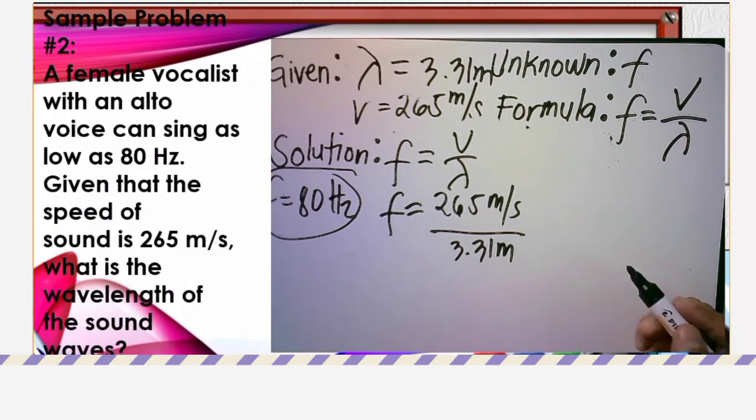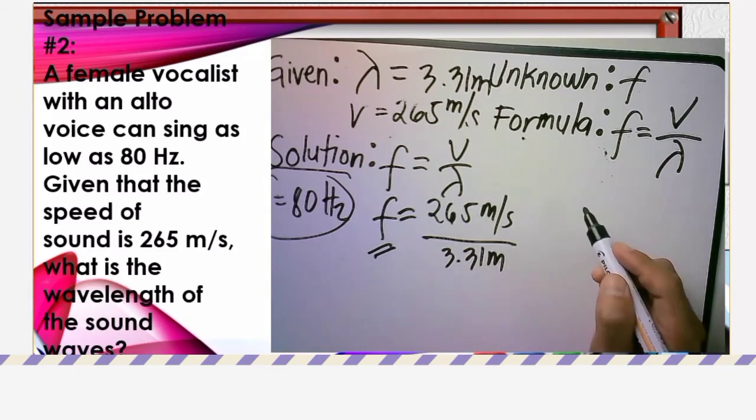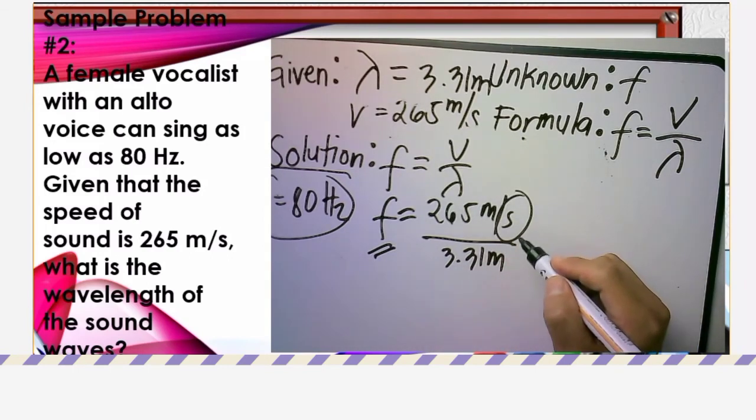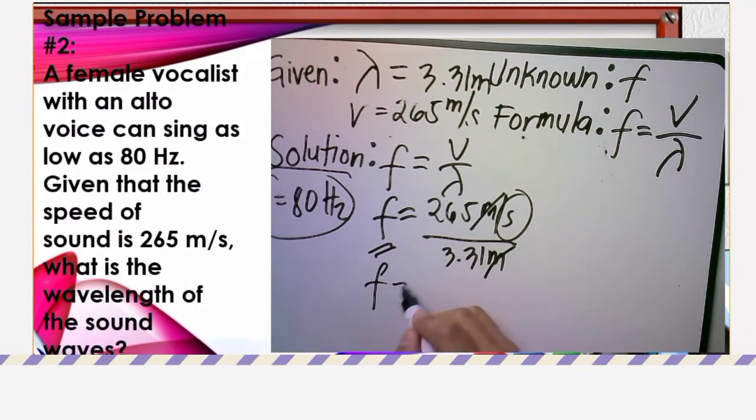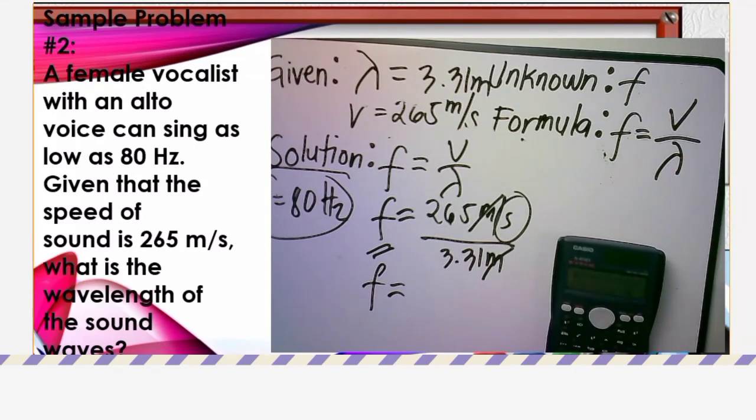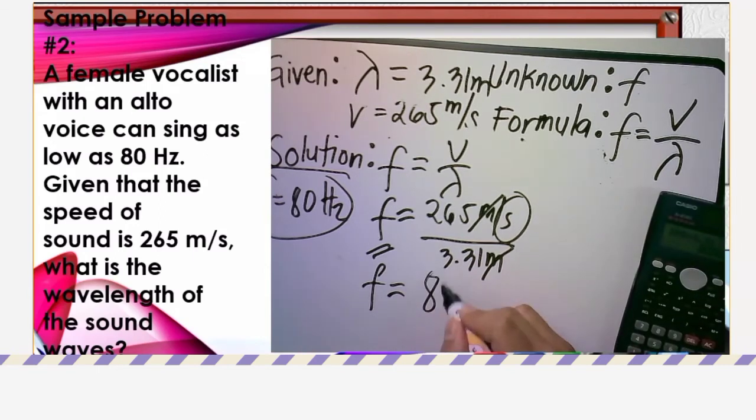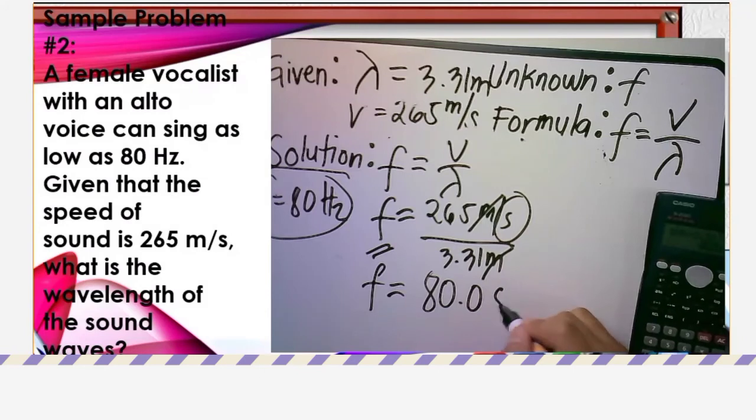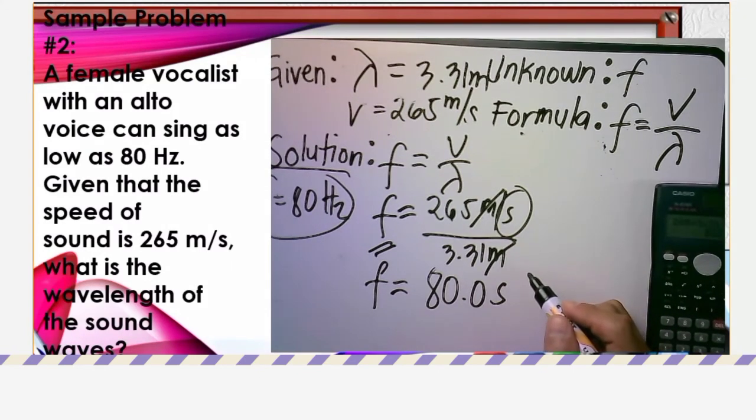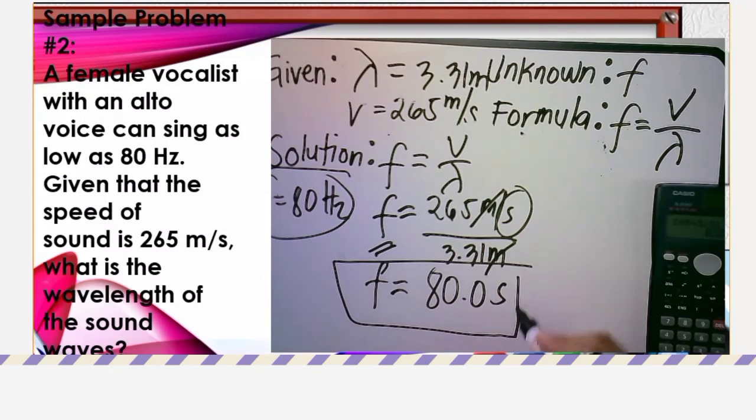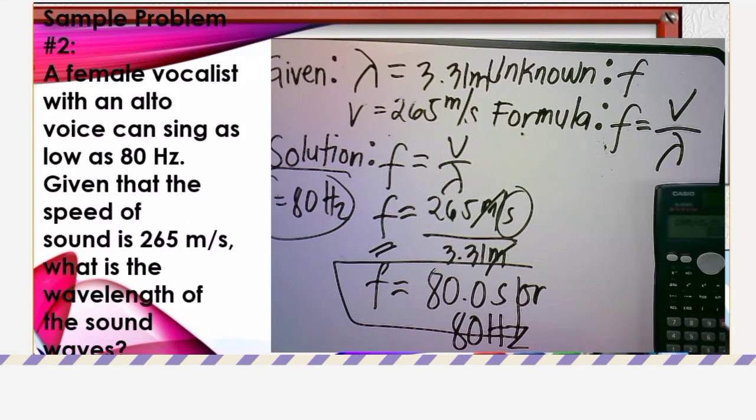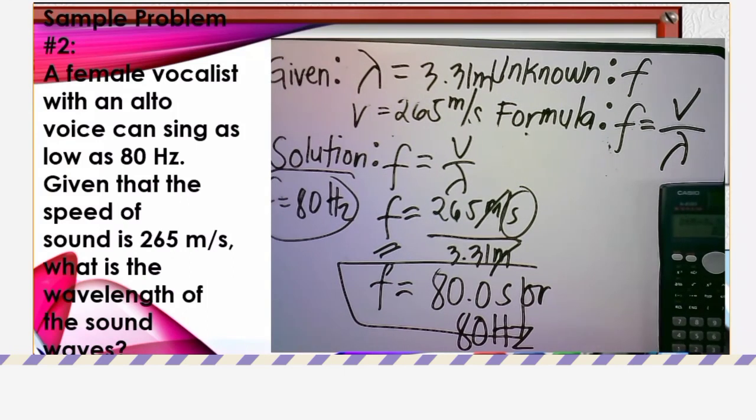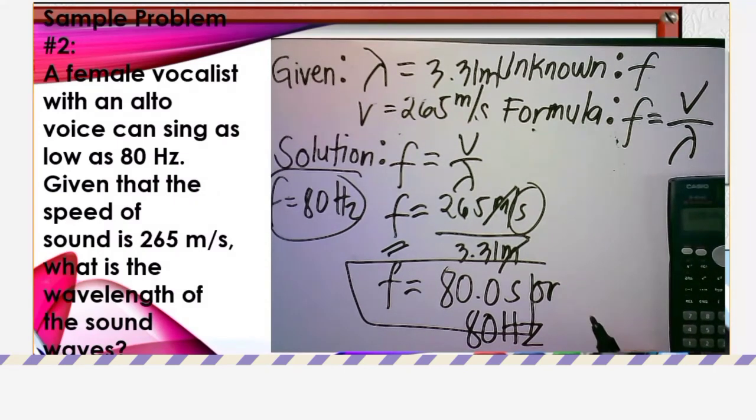Since we are looking for frequency, our unit should be seconds. So, we need to cancel the same unit, which is meter. Next, frequency: we need to divide 265 by 3.31. The answer would be 80.0 per second, or 80 hertz. Any questions so far, class? I hope you learned a lot from this computation.